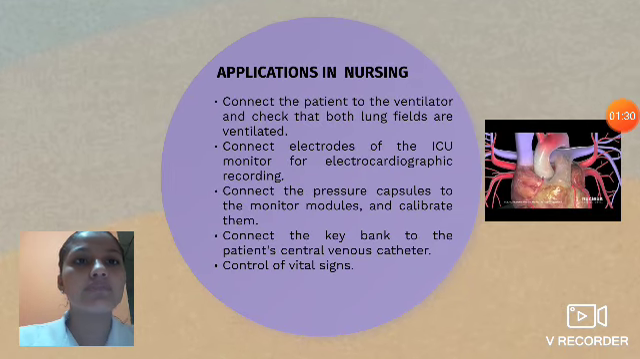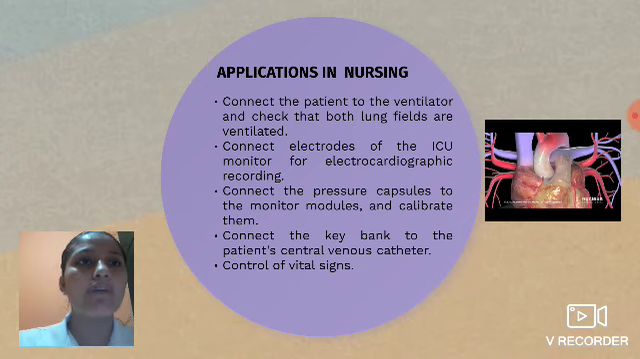Application in nursing. Connect the patient to the ventilator. Connect the electrodes of the ICU monitor for electrocardiography recording. Connect the pressure capsule to the monitor modules and calibrate them. Connect the kit to the patient's central venous catheter. Control of vital signs.